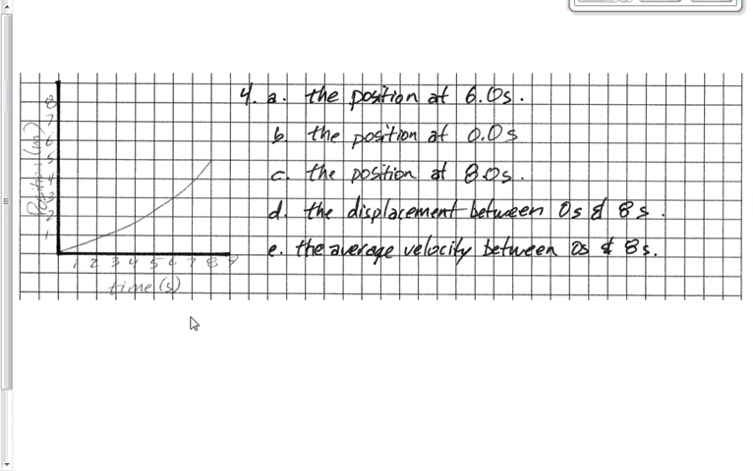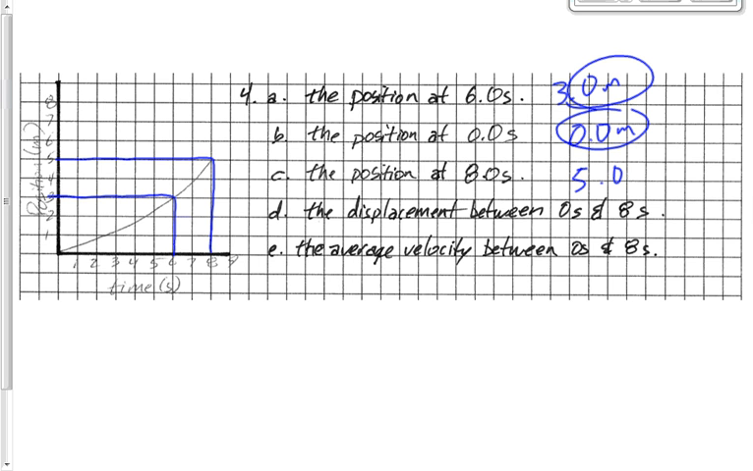Now, if it's speeding up, if it's accelerating, we can still find the position and displacement in exactly the same way as we have with the straight line graphs. We can do A, B, and C already. Let's do it real quickly here. Position at 6 seconds, go up and over, would be 3 meters. Easy. At 0 seconds, it would be 0. At 8 seconds, let's go up and over, the position would be 5 meters.